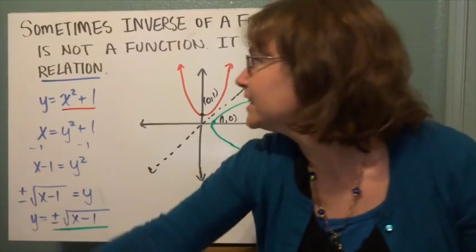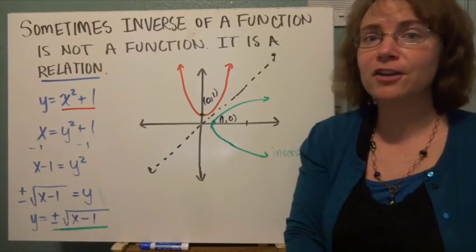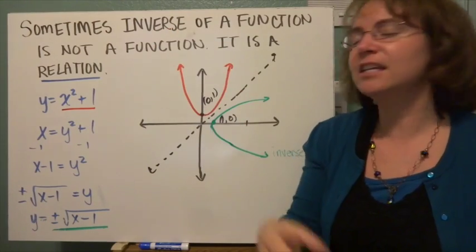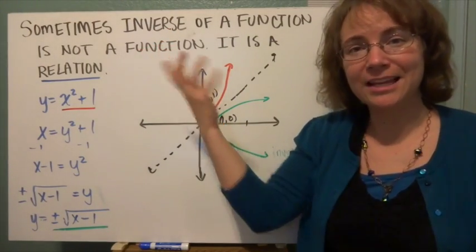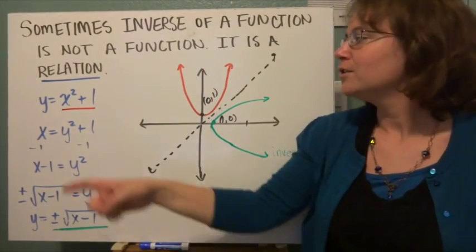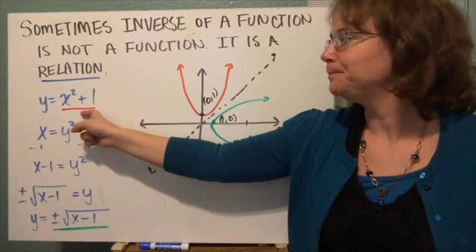So let's do another example. Sometimes the inverse of a function is not a function itself. So it can start off as a function, and then we find the inverse is not a function. When something's not a function and the x's and y's are still related to each other, it's called a relation. So let's say we're given y equals x squared plus 1.